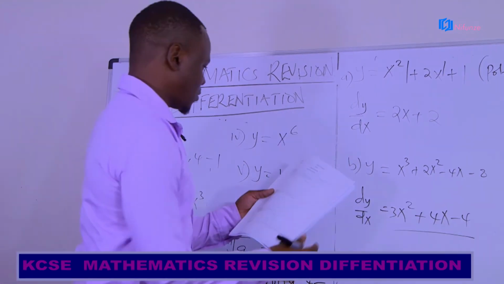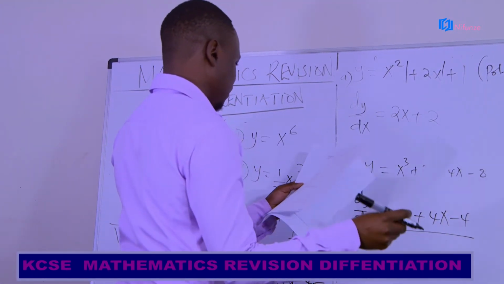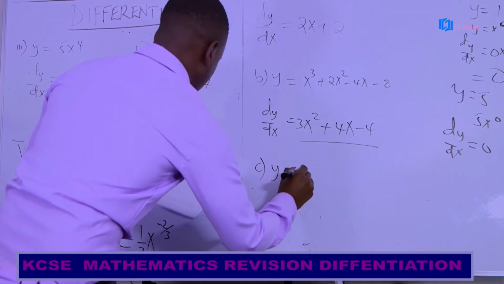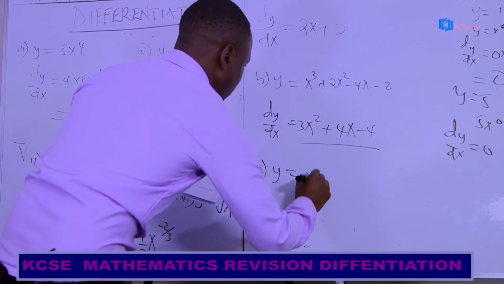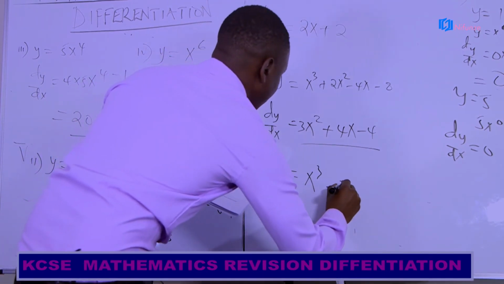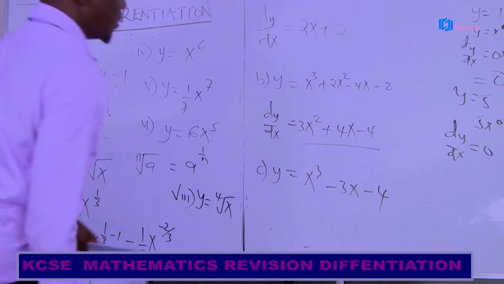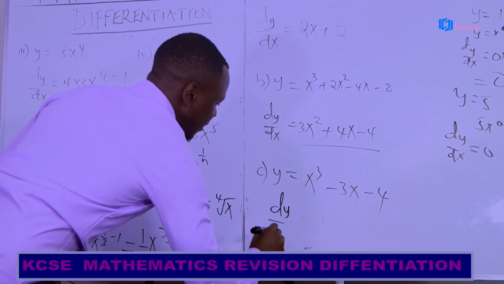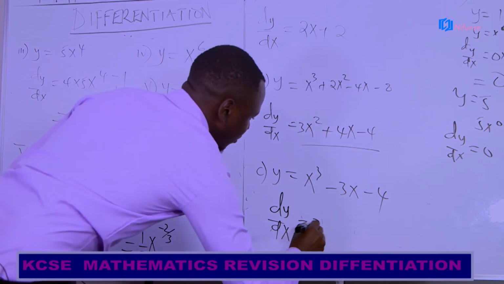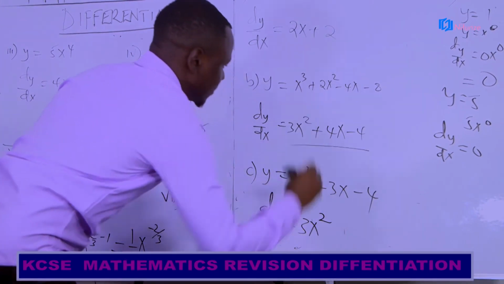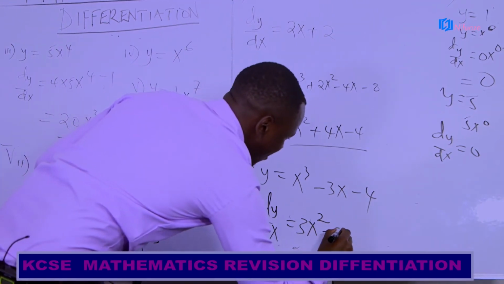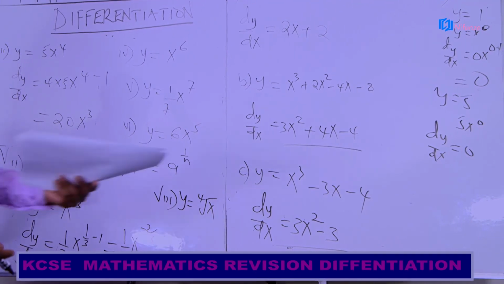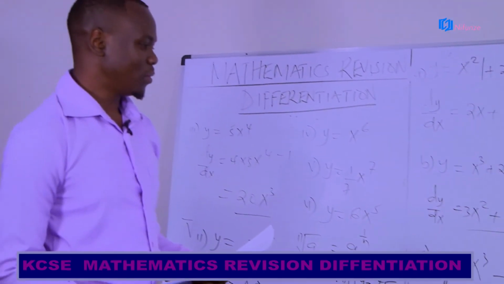Let's do one more. So you can be given an equation like this. y is equal to x cubed minus 3x minus 4. This is very simple. So dy over dx will be equal to 3x squared minus 3. By now you should be getting it very easily because you have the concept with you.